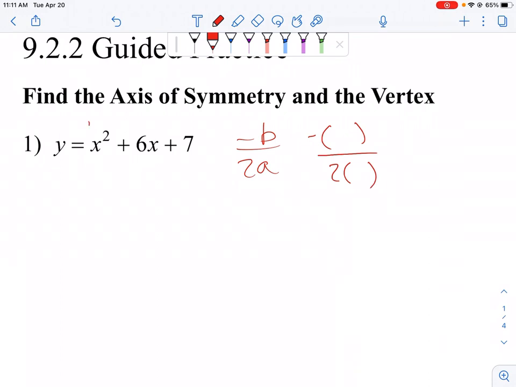And then we're filling out our a value is 1, our b value is 6, and our c value is 7. And we won't be using our c value in this formula. There's no c value. So we are just going to plug these in. Negative b, so I'm going to put my 6 over 2 times a. So everything in red is going to stay every time.